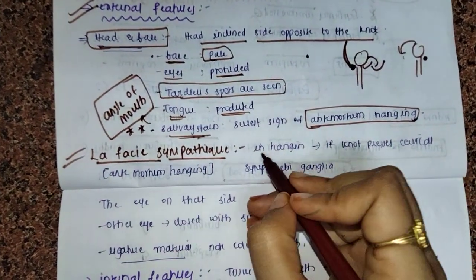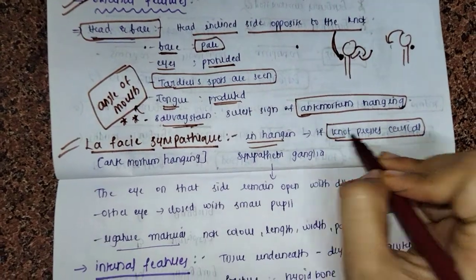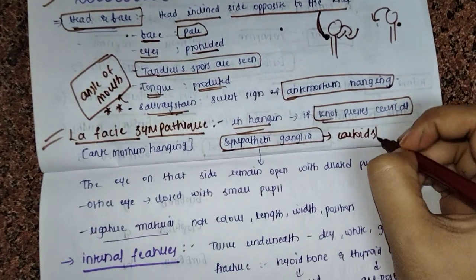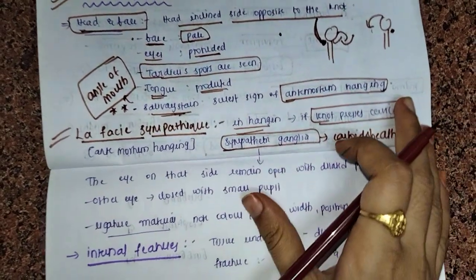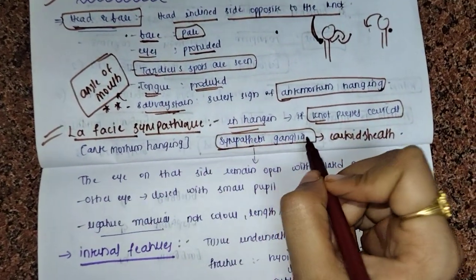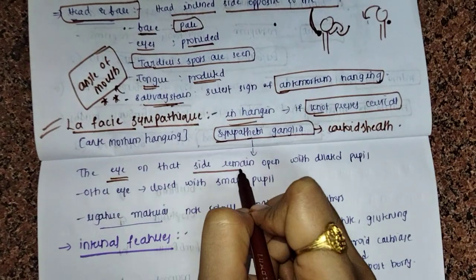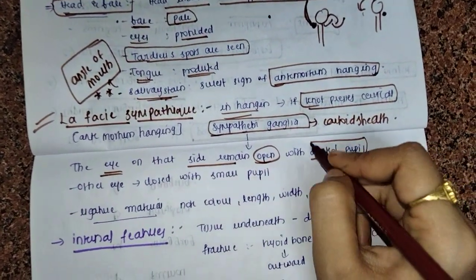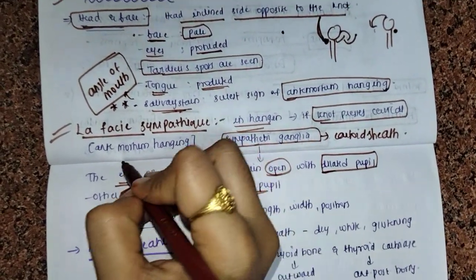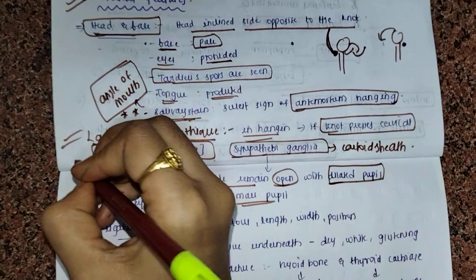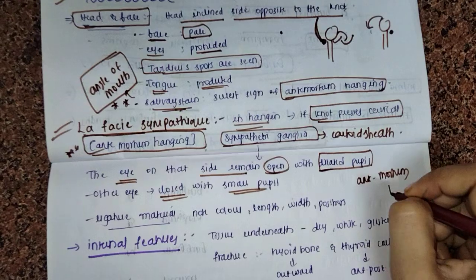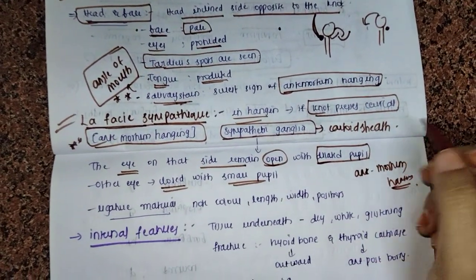And now we are going to see la facies sympathetica. In hanging, if the knot presses the cervical sympathetic ganglia, which is a part of the carotid sheath, the eye on that side remains open with a dilated pupil, and the other eye is normally closed with a small pupil. Remember, this is a sign of ante-mortem hanging. La facies sympathetica is a sign of ante-mortem hanging.